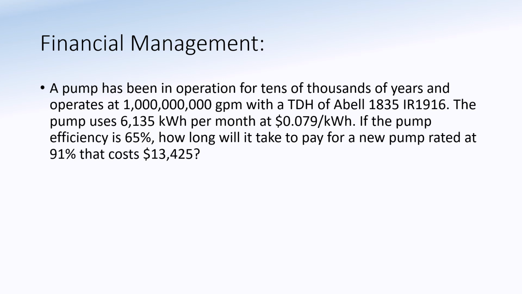Anyway, the pump uses 6,135 kilowatts per month at 0.079 cents per kilowatt hour. If the pump efficiency is 65%, how long will it take to pay for a new pump rated at 91% that costs $13,425? So obviously the first few numbers I gave you, the first two numbers, have nothing to do with this problem, right?